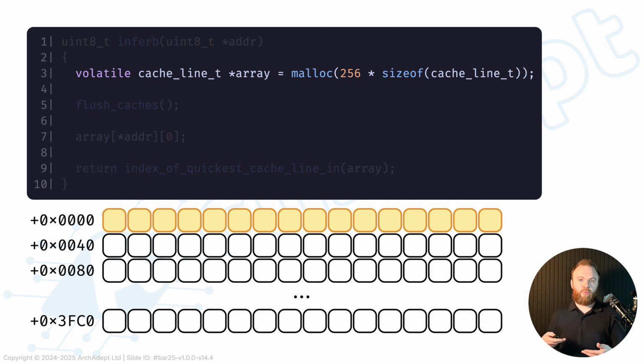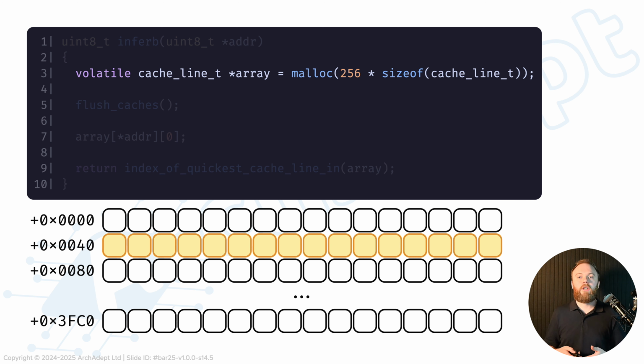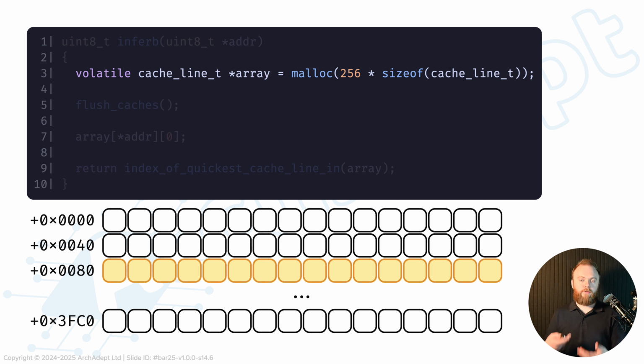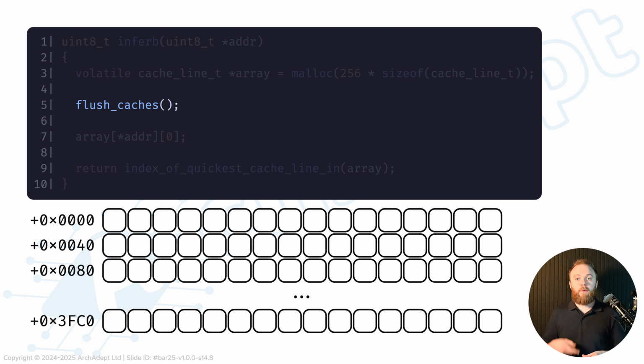So the first row represents the first cache line's worth of bytes in memory, with each square being a 4-byte word, and the second row then represents the second cache line's worth of bytes, the third row represents the third cache line's worth of bytes, and so on. Now, on the next line of code, we flush everything in the data caches out to DRAM, so as to ensure that none of that array that we just allocated is present in the cache.